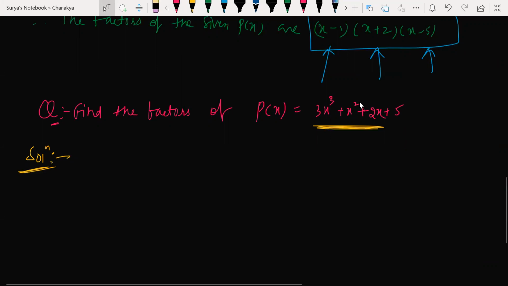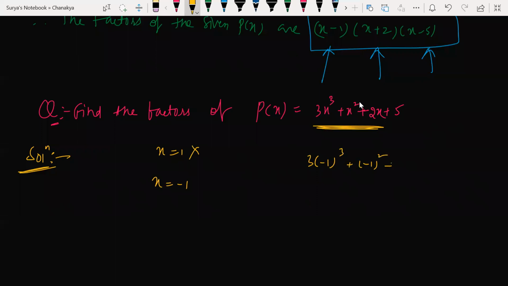First of all, what you have to do? You try with a trial and error method. Substitute x is equal to 1. Whether it is giving 0 or not, impossible. It will not give 0 if you substitute x is equal to 1. Let's try x is equal to -1. Check. 3 into -1 cube plus -1 whole square plus 2 into -1 plus 5. So here -3 plus 1 -2 plus 5. It doesn't give. So x is equal to -1 is also not giving.